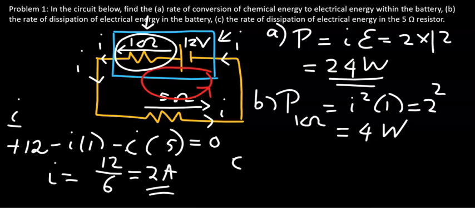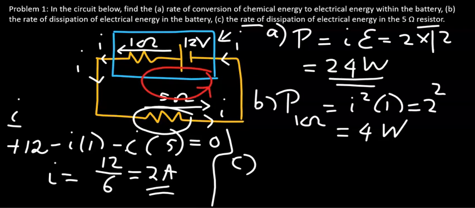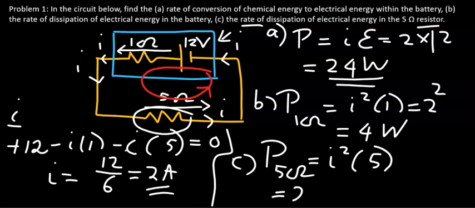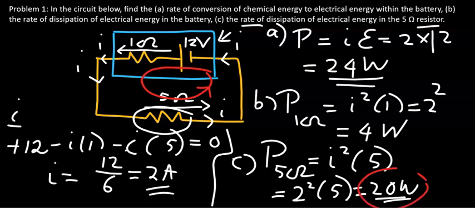Now finally, part C. Part C says the rate of dissipation of energy in the 5 ohm resistor. So that's this resistor right there. The rate of dissipation of electrical energy is quite simply the power dissipated in that 5 ohm resistor. So the current through it is I, which is 2 amperes, so 2 squared, times the resistance, 5 ohms. So 2 squared times 5, and that is 20 watts. As a check, you see that this 20 plus 4 should be the same as the power supplied by the battery, which is 24. And that solves the problem.